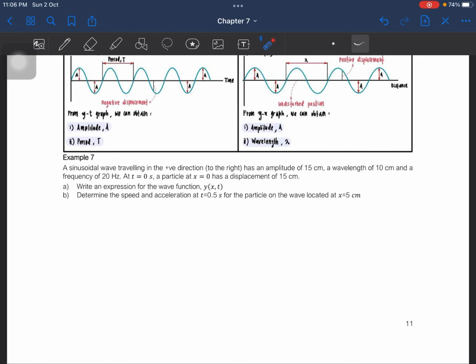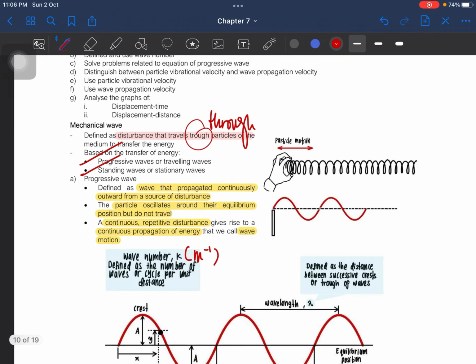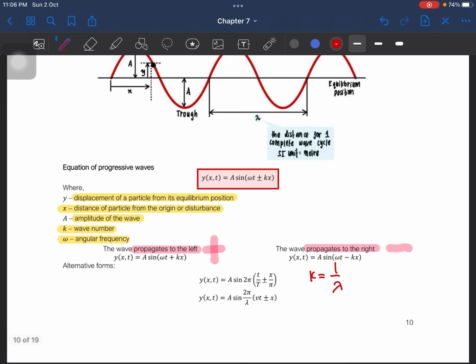Example number 7. A sinusoidal wave traveling in the positive direction, which is to the right, has an amplitude of 15 centimeter, a wavelength of 10 centimeter, and a frequency of 20 hertz. So at t is equal to 0 seconds, a particle at x is equal to 0 has a displacement of 15 centimeter. So we have to write an expression for the wave function. Determine the speed and acceleration at 0.5 seconds for the particle on the wave located at x equal to 5 centimeter. Okay, so before that, I have to add a few stuff on here.